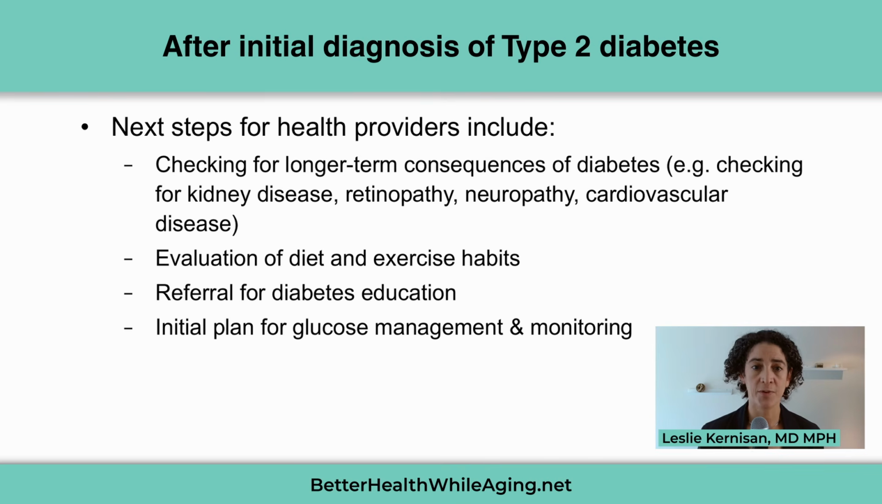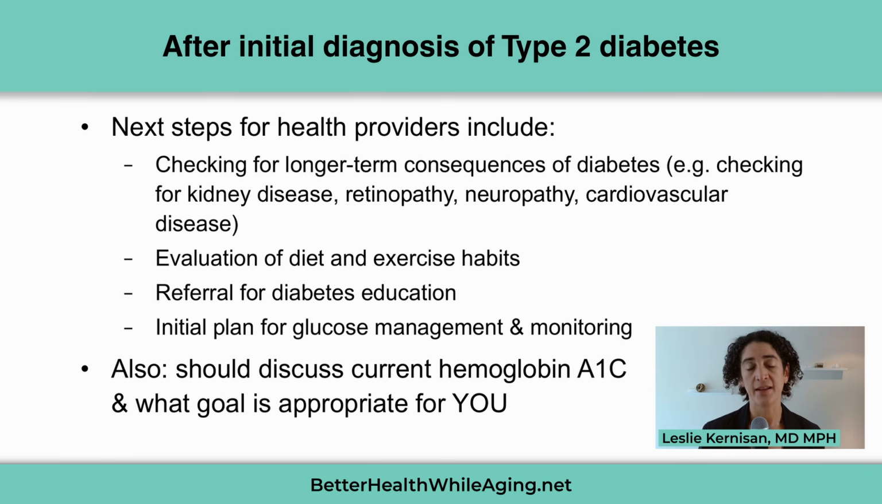And then the health providers should work with you on an initial plan for how they're going to monitor your glucose and how they're going to monitor the treatment plan. And so part of that, and it's really important, is to discuss what is your current hemoglobin A1C and what goal is appropriate for you. Because if your hemoglobin A1C is, let's say, 6.6, you barely meet the cutoff for diabetes. Whereas if it's 8.5, your sugar has been pretty high these past few months, and maybe more needs to be done to bring it down. So it's really important to ask, what exactly is my hemoglobin A1C?